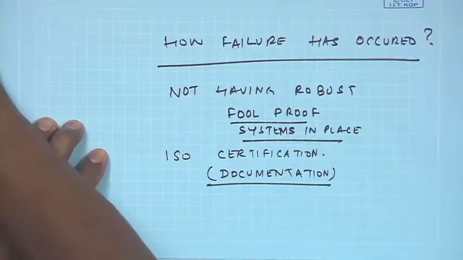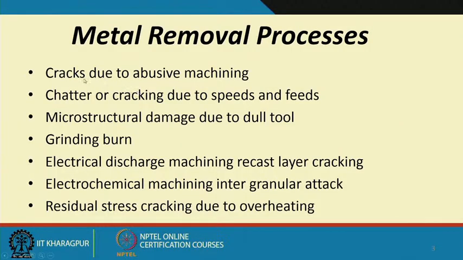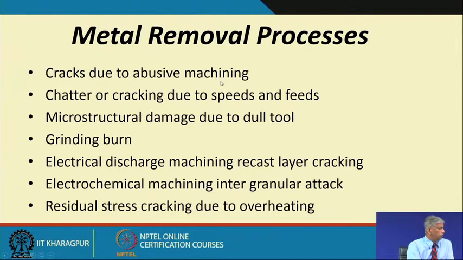Some of the problems which occur: cracks due to abusive machining, I mean we are going at a very high speed or depth of cut; tool chatter or cracking due to speeds and feeds; microstructural damage due to a dull tool; grinding burn; electrical discharge machining, recast layer cracking; electrochemical machining, intergranular attack; residual cracking due to overheating.